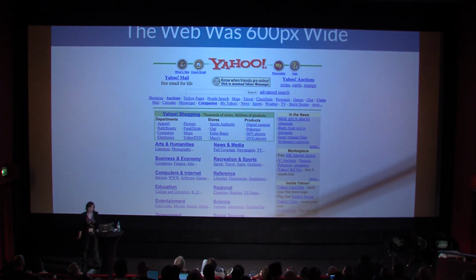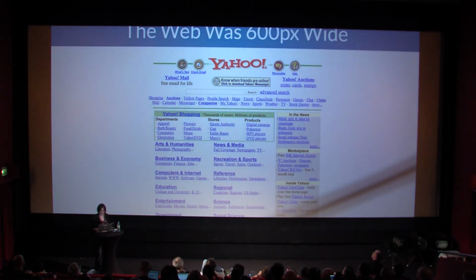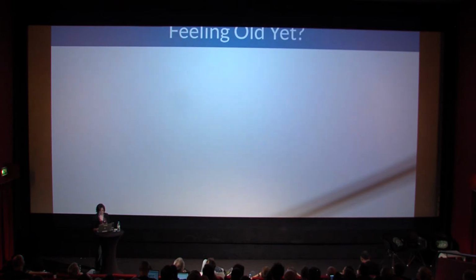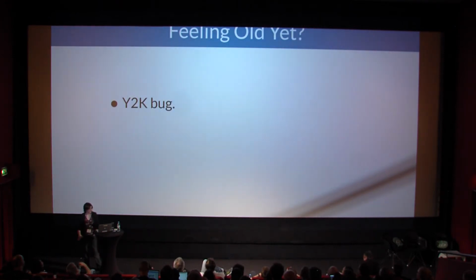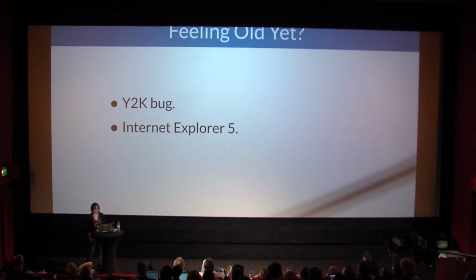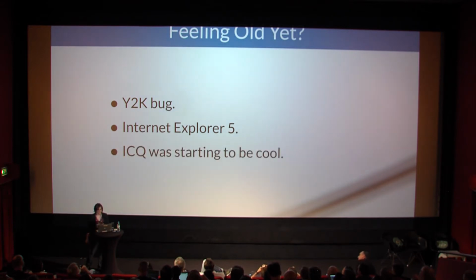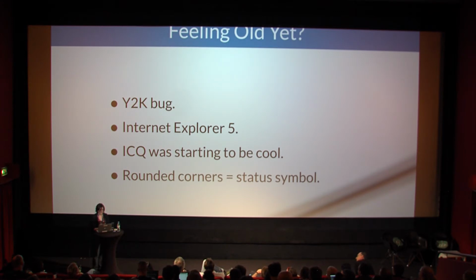So what was the web like 17 years ago? Well, it was 600 pixels wide. This is Yahoo from 2000. And if you don't feel old yet, that was around the time of the Y2K bug. Internet Explorer 5 was getting popular. So if you don't like 6, imagine 5. ICQ was only starting to be cool. Exactly. Thank you. I was hoping for someone to do that.